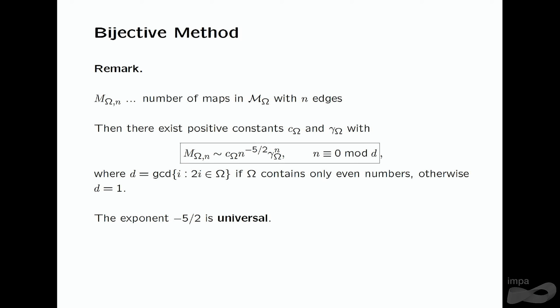And you also get this universal sub-exponential growth rate, n to the minus 5/2. The constant 12 for omega, when omega is the whole set of natural numbers, is replaced by a different positive number gamma, depending on this set omega.